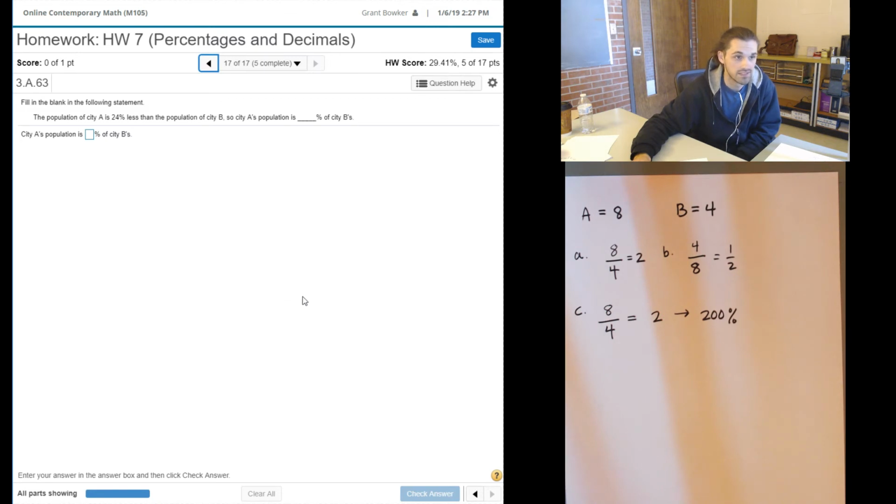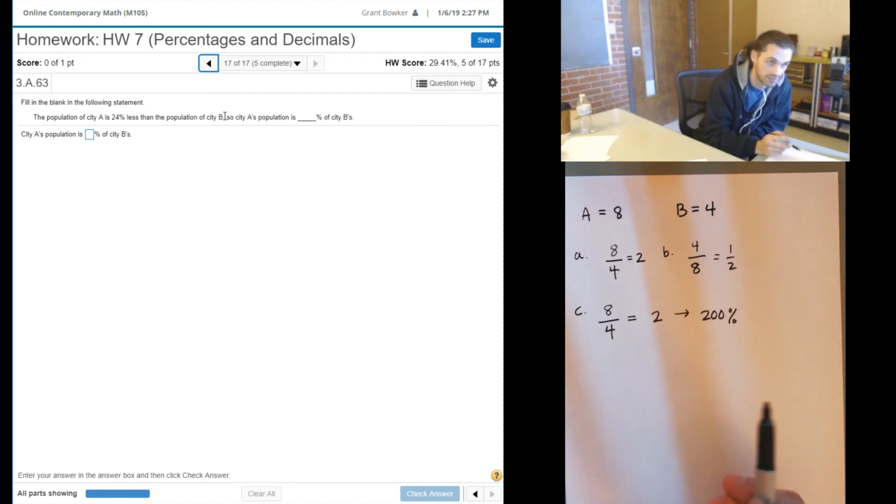The population of city A is 24% less than the population of city B. So A's population is blank percent of city B's. So recognize if the population of city A was 50% less than the population of city B, it would mean city A has a population half the size of city B, which would say you're 50% of the population.